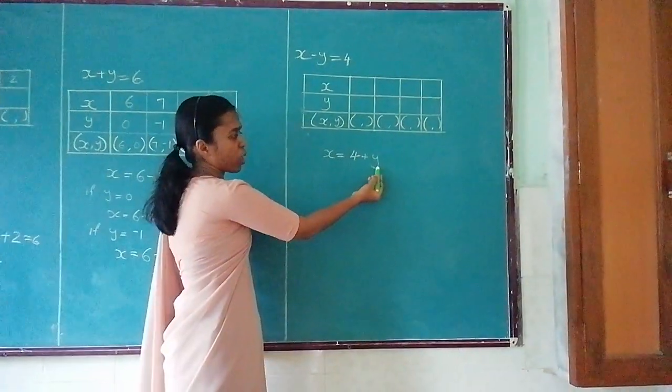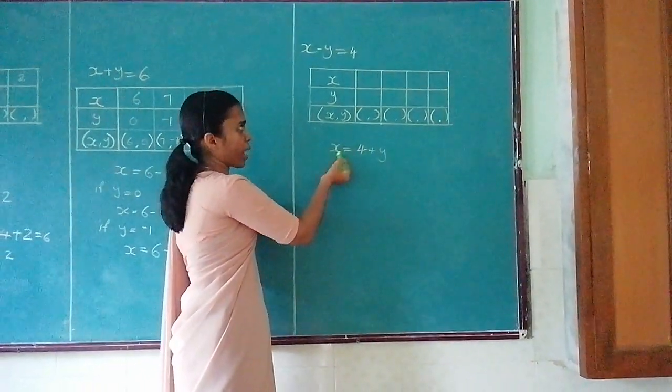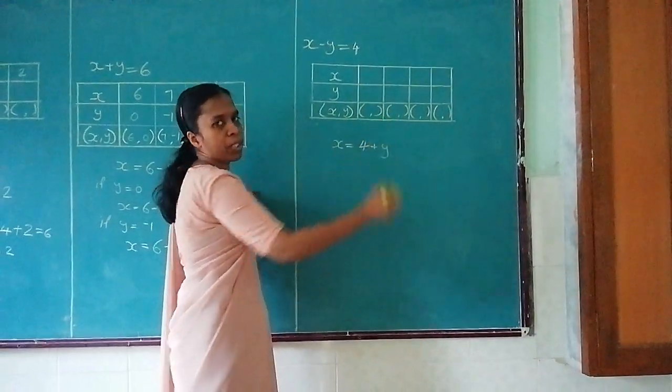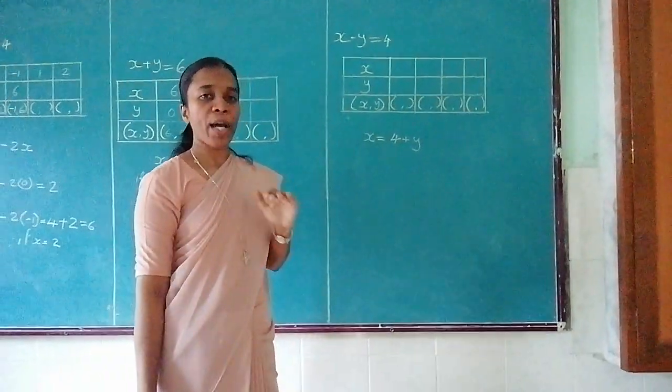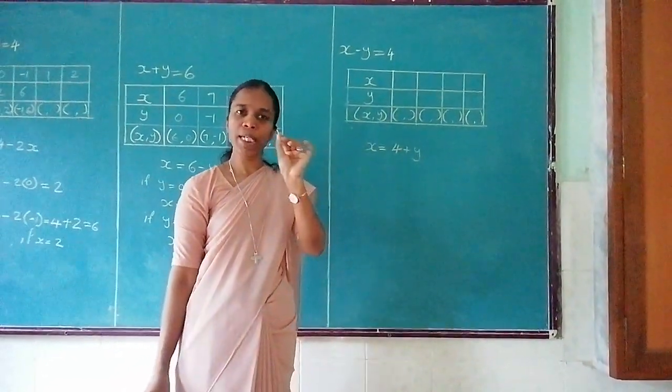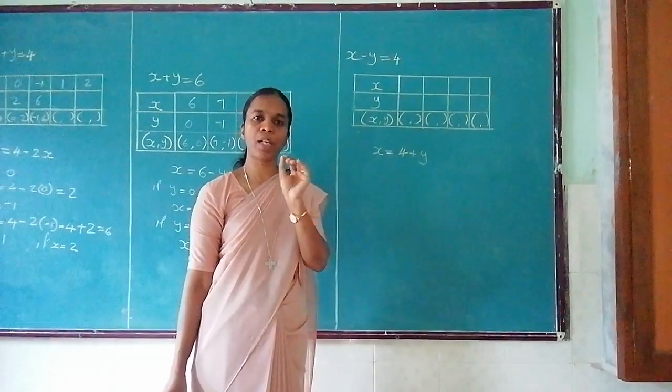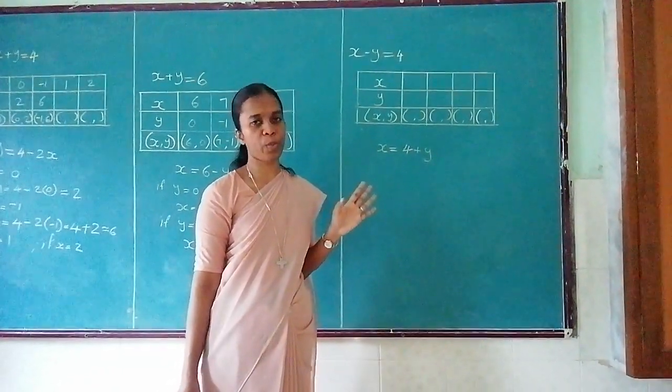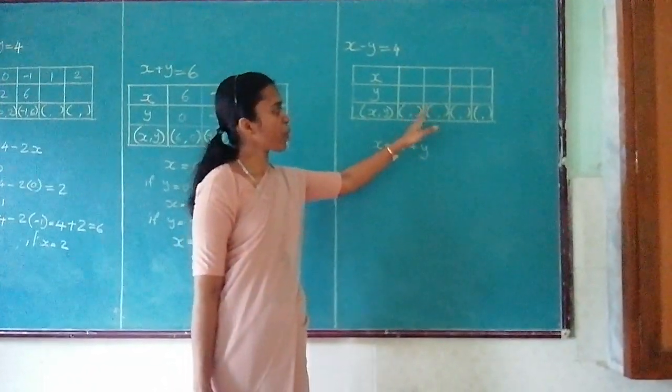Again you substitute values for y, get the value for x, write it over here, complete the table. Now, why are we taking 4 columns? To draw a straight line, we require only 2 ordered pairs. But here we are finding 4.